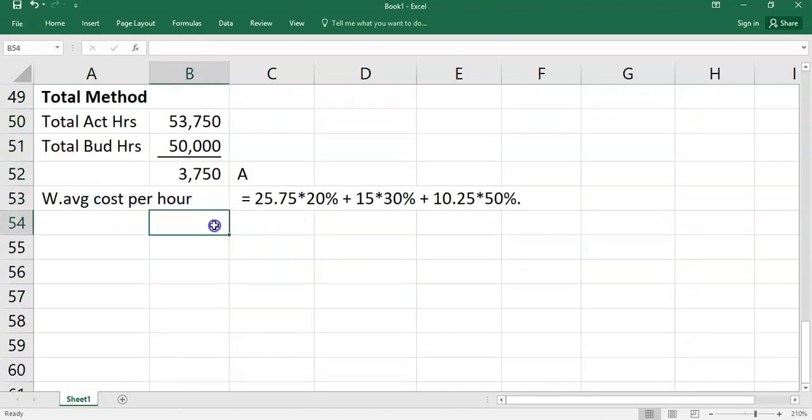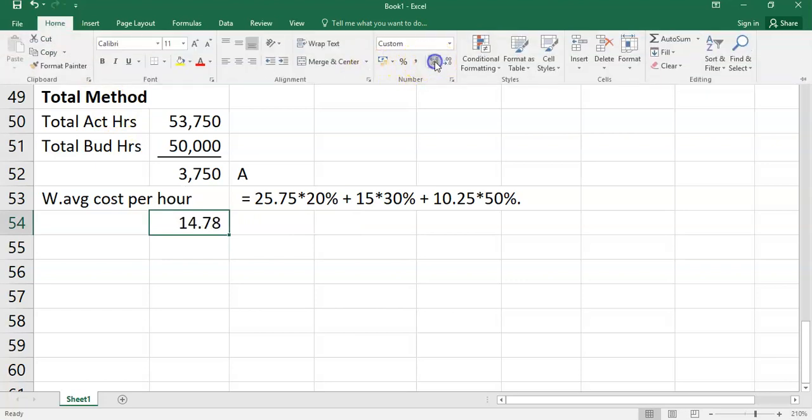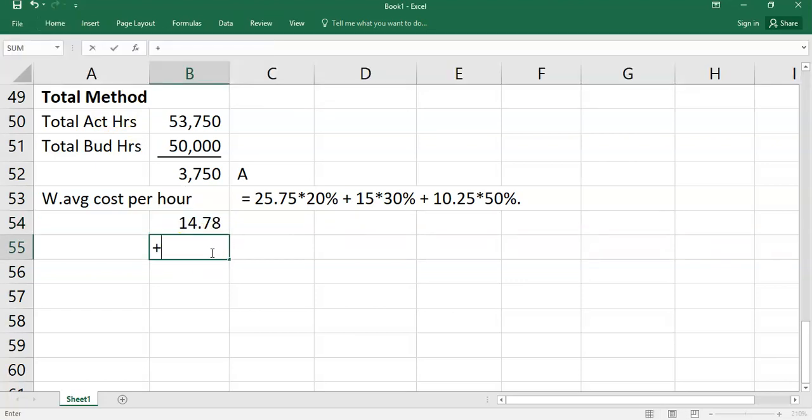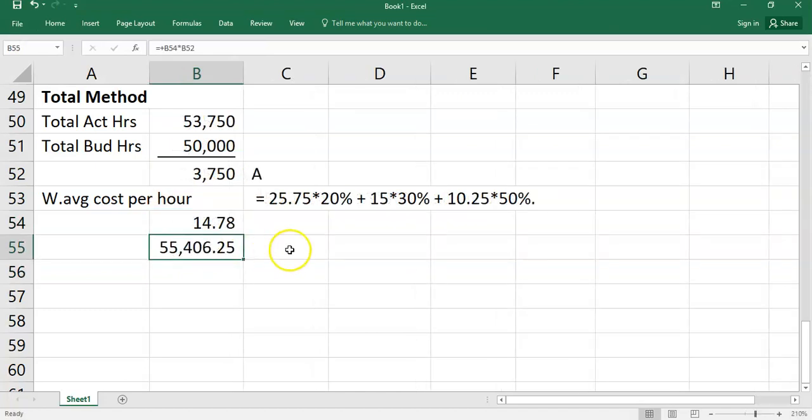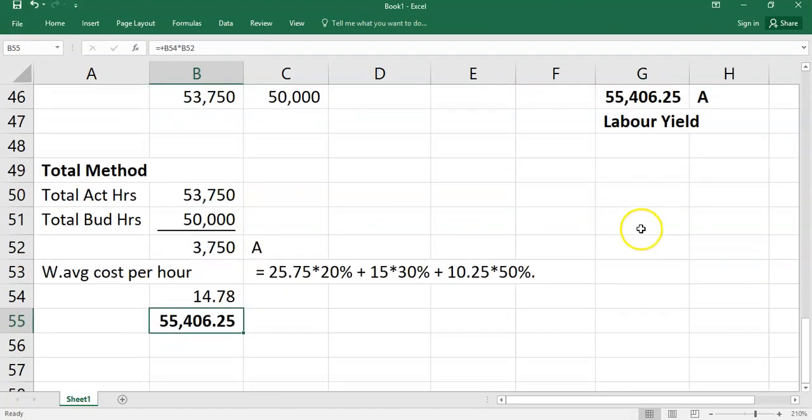So if we work that out, the weighted average cost per hour will be about 15. If we just go back to 2 decimals, 14.78. And when you multiply that by the number of hours overall, there's your 55,406, which is the same as the 55,406. So the total method is completely valid. If you get it right, you get full marks.